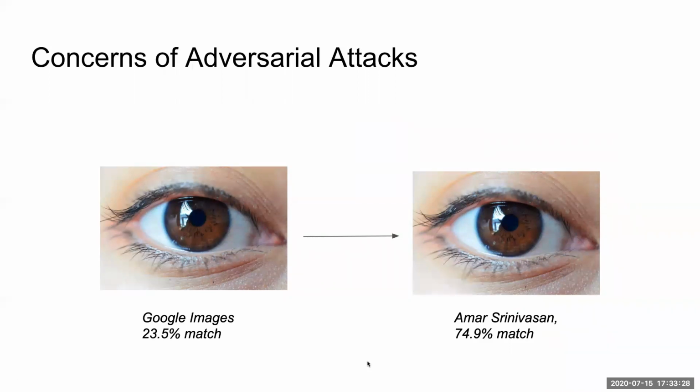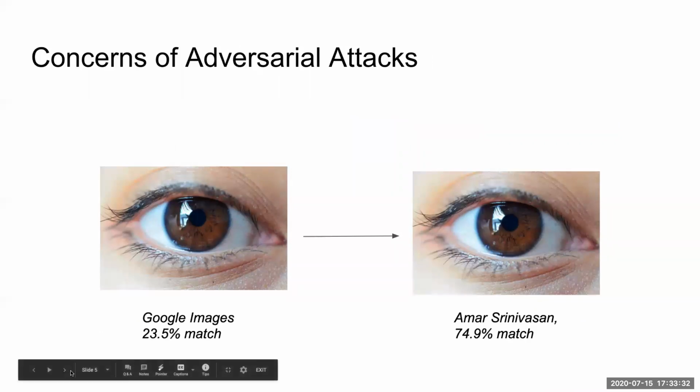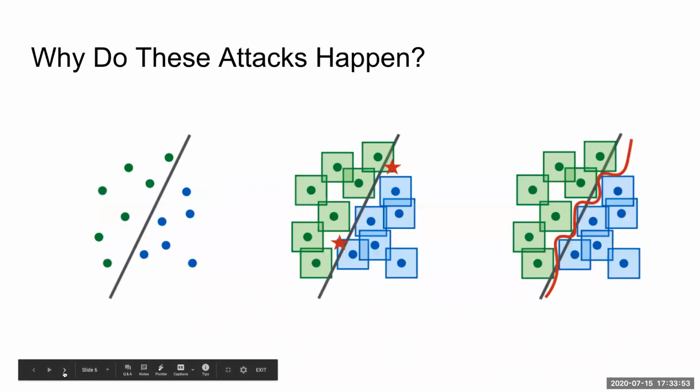So let's say we work at a company that uses eye tracking security to make sure that we are who we are when we log into our computer. And let's say I pull up an image on Google Images and I try and match it up. It gives me a 23% match. Maybe using an adversarial attack, even though the image looks the same, the computer recognizes it as a completely different person, matches it to me, logs into my computer, and has all my credentials. So this is why adversarial attacks are actually important and are real concerns we should be worried about.